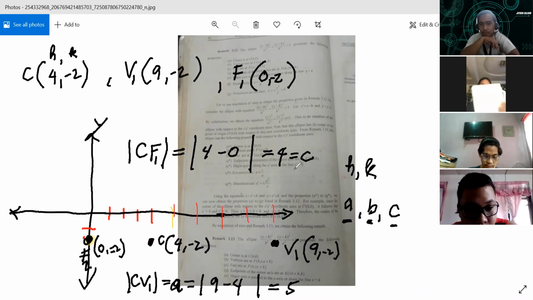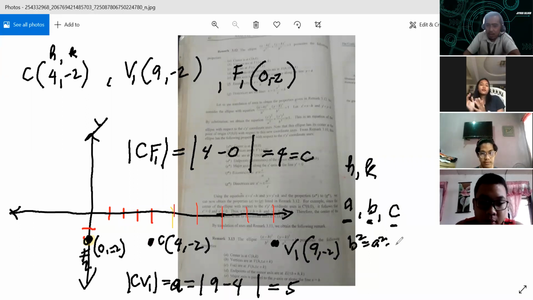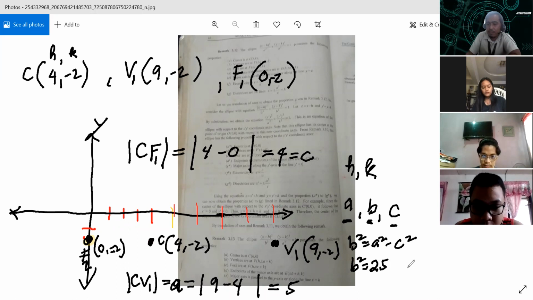B na lang, sir. How will we solve B? Absolute value. Our formula: B squared equals A squared minus C squared. Very good, sir. You will be using B squared equal to A squared minus C squared. So your B squared now becomes, what is your A again? 5. If you take the square, that will be 25, right? Now, what is your C? 4. If you take the square, that becomes 16.